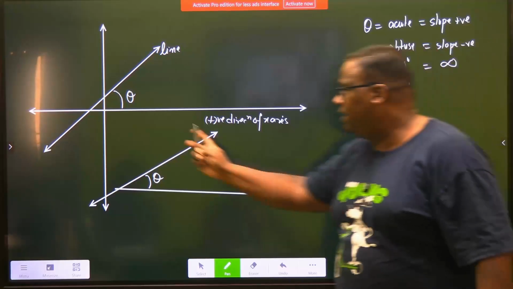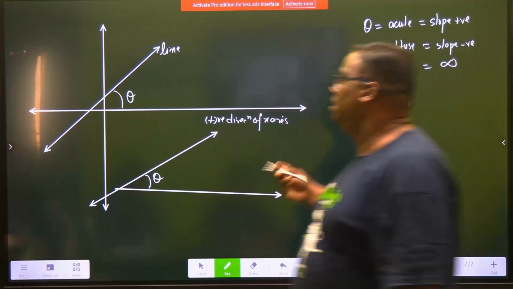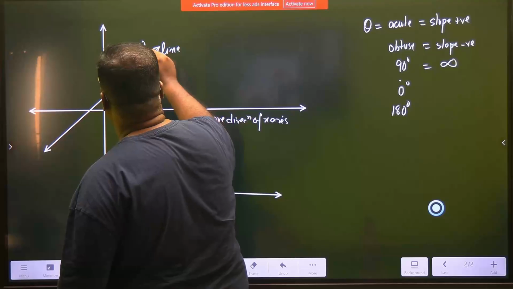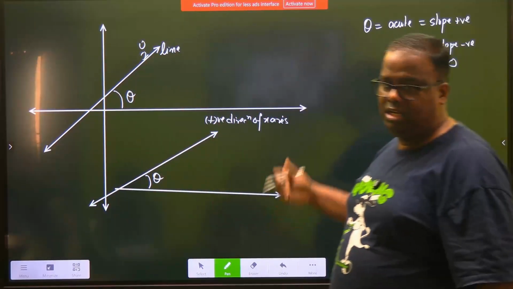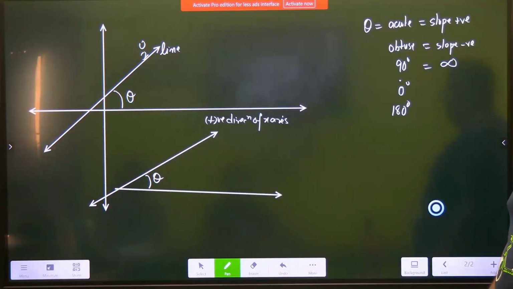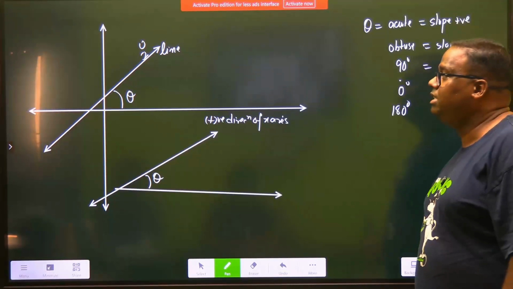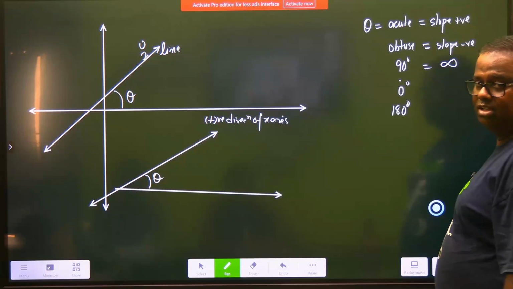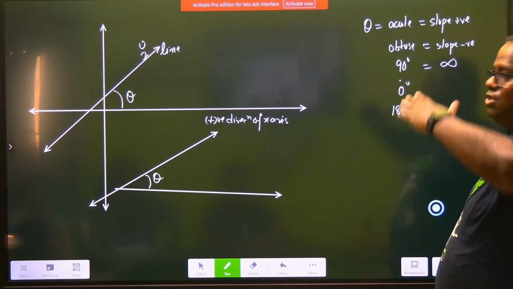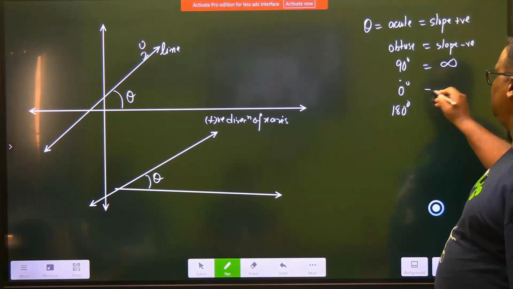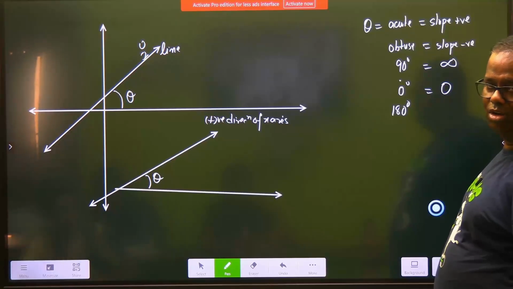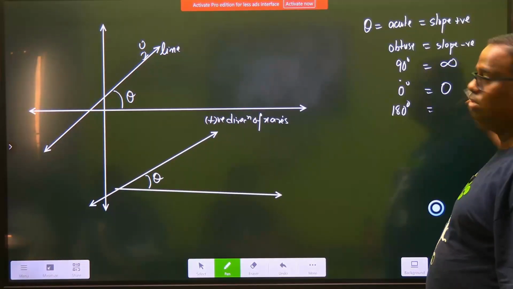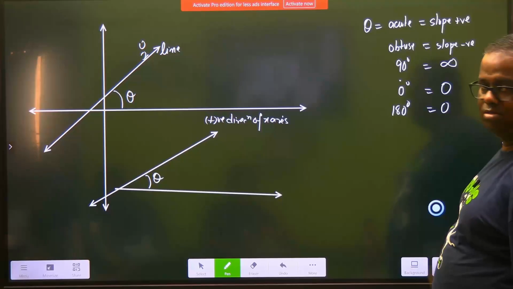90 degree means the line is like this. There is no slope. Slope means end of the day a child has to enjoy a ride. If you make it 90 degree, the child dies. Slope is not 0. Slope is infinity. You can't define slope in that case. Something which is 90 degree, in that case the slope is not defined. Child does not enjoy a slope. If it is 0, then the slope is 0. The child will not slide at all. And if it is 180 also, then also the slope is 0.